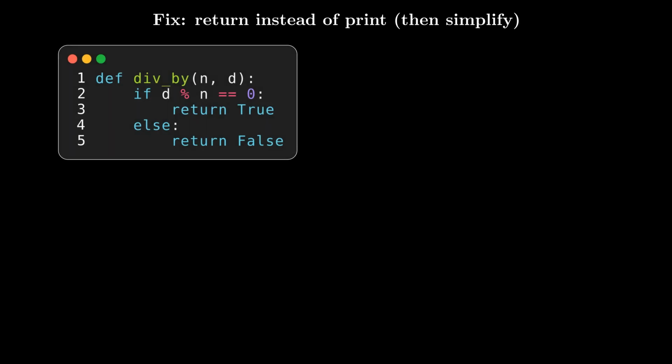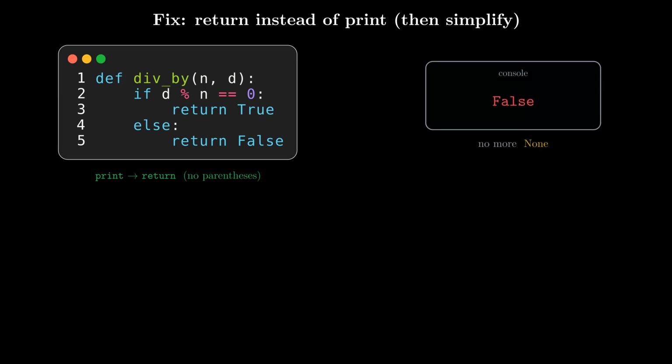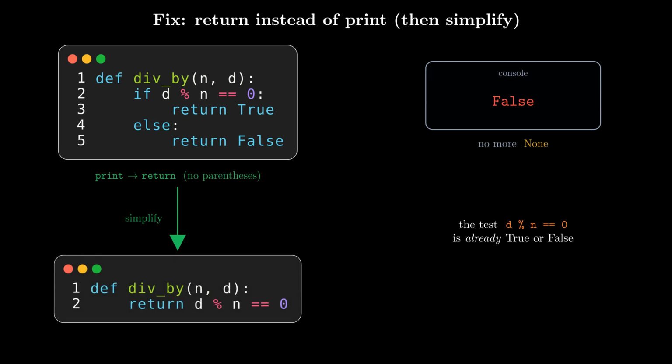The fix is to return the value instead of printing it. So we swap print True for return True and print False for return False. No parentheses needed after return. Run the first test again and the stray None is gone. We simply see False. We can go one step further. The condition d mod n is equal to 0 is already either True or False on its own. So instead of an if and an else, we return that comparison directly. Return d mod n is equal to 0. Shorter, and it behaves the same on our first test.